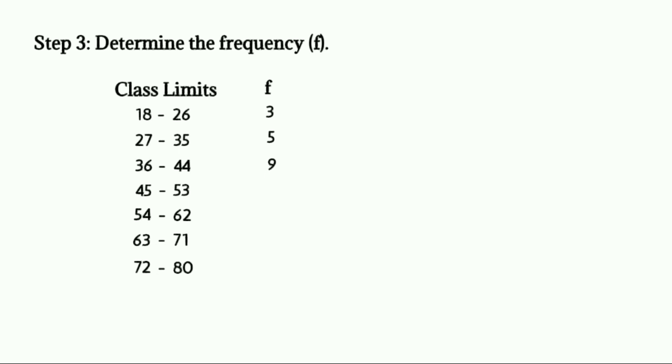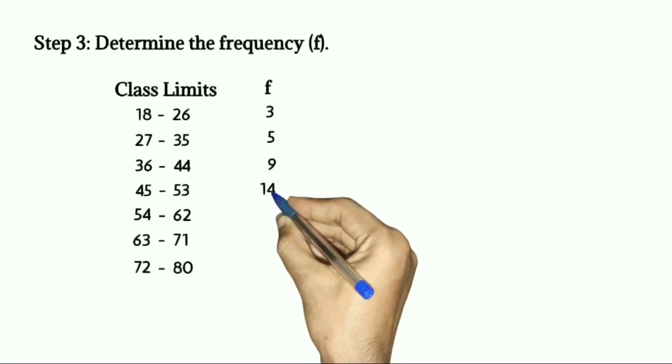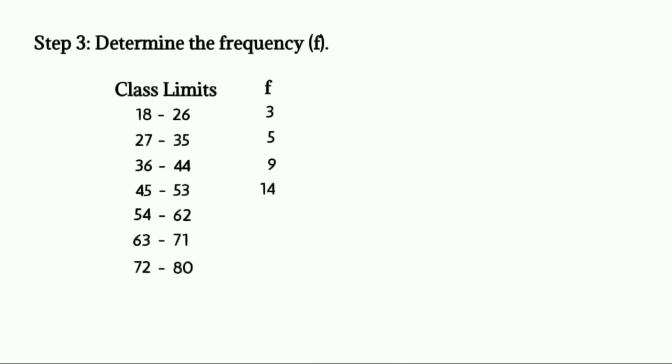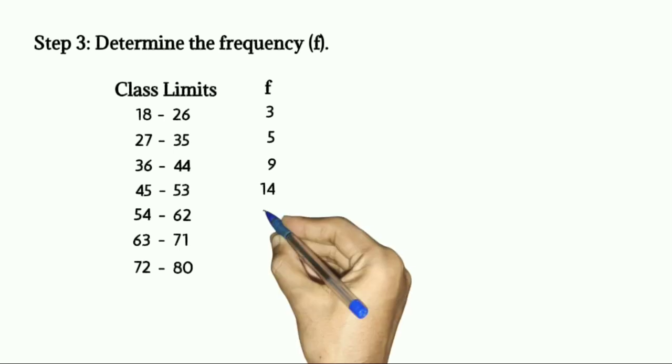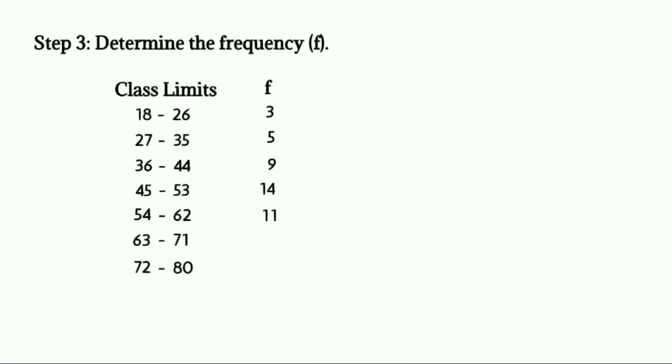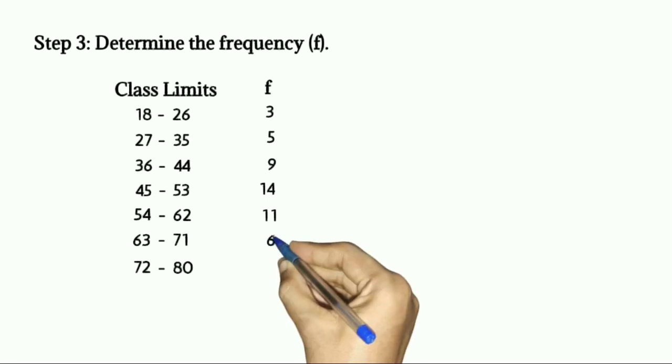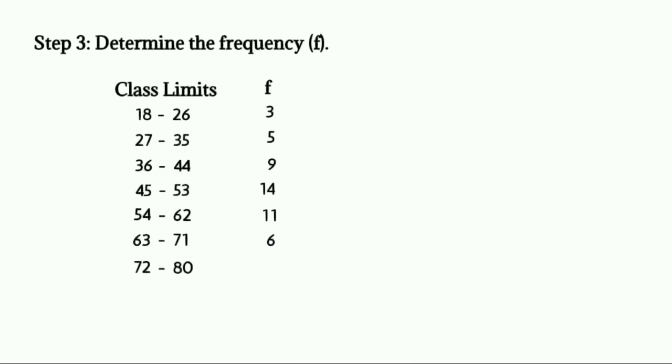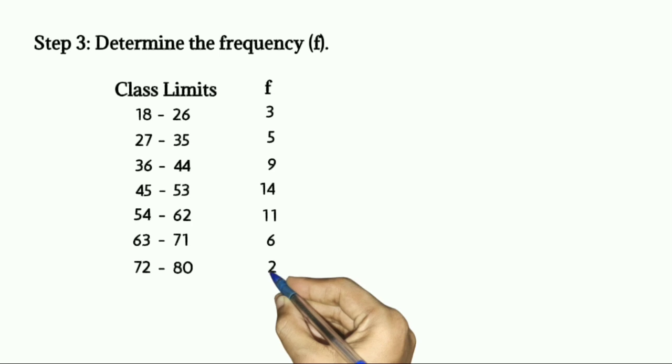Same process sa frequency ng class limit na 45 to 53. The frequency is 14. Sa 54 to 62, the frequency is 11. Sa class limit na 63 to 71, the frequency is 6. At sa class limit na 72 to 80, the frequency is 2.